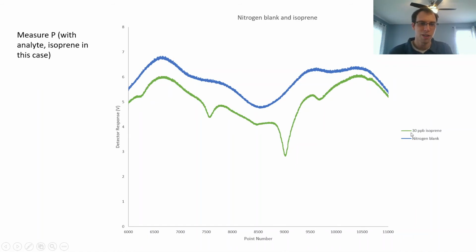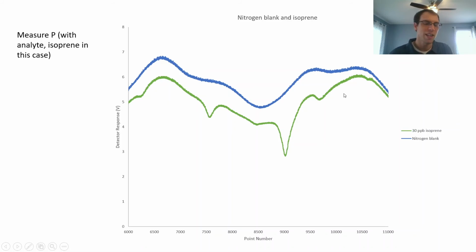So we have 30, I think this is not actually 30 parts per billion isoprene. This is not labeled correctly. But we have some isoprene that's present. And we can see that there are now some absorption features that are showing up. In terms of the light that's reaching the detector, we get less light at specific frequencies. And that's the characteristic of absorption spectroscopy.